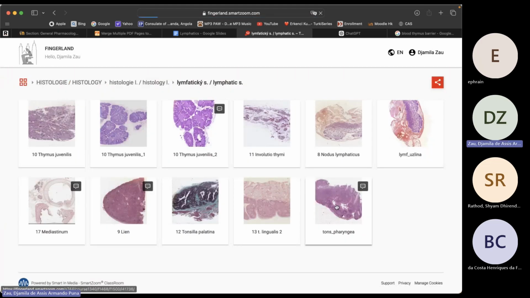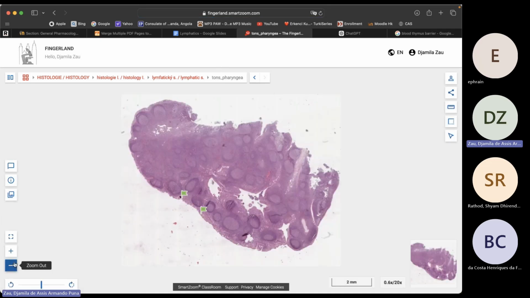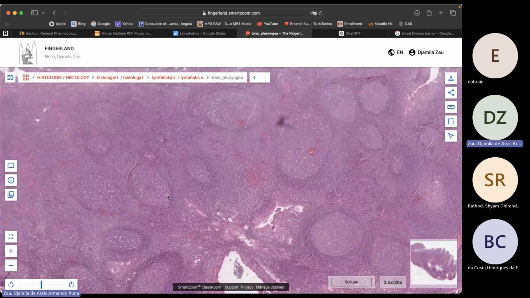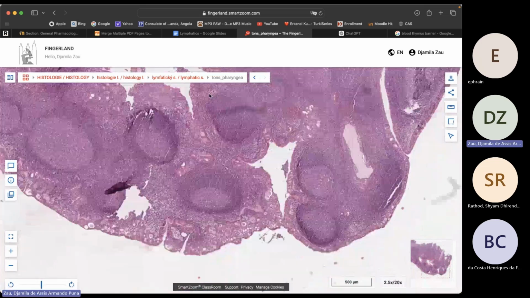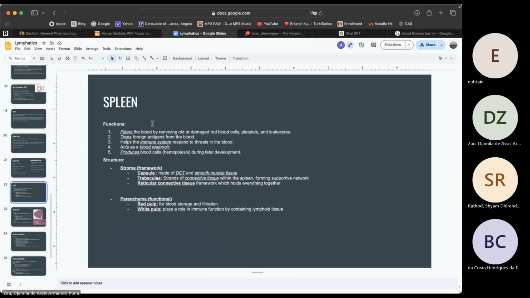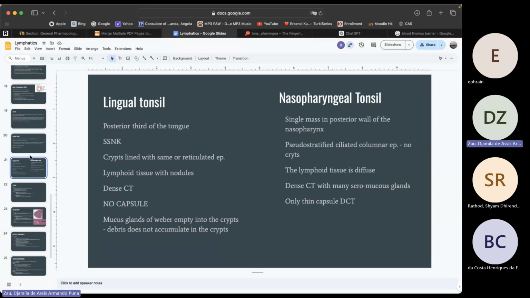And then here we have the pharyngeal. I'm still not sure if you guys might receive this, but check your book because I'm sure we did not receive this. And then lastly, that's it. Palatine, lingual, and nasopharyngeal.